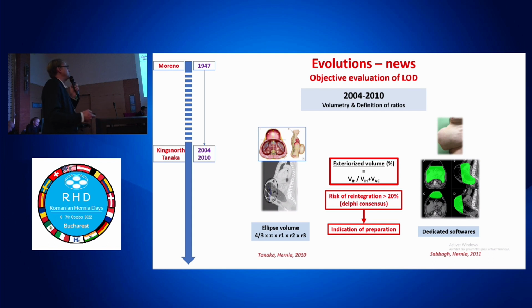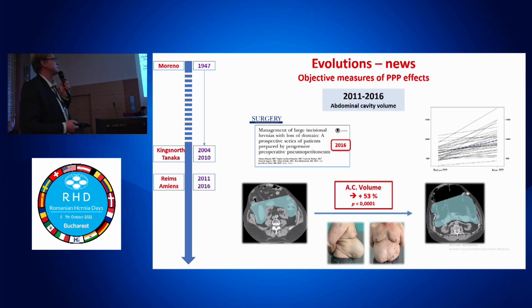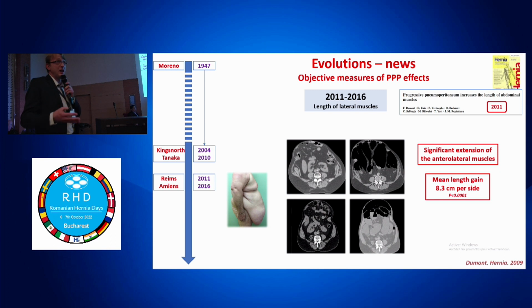After that, since 2011, some objective measures of the PPP effect were published. In particular, we published that the PPP allows an increase of the abdominal cavity volume as high as 53%. And the team of Amiens is a descendant of Stopa. They published in 2011 that the PPP allows a significant extension of the anterolateral muscles with a mean gain of 8 centimeters per side.